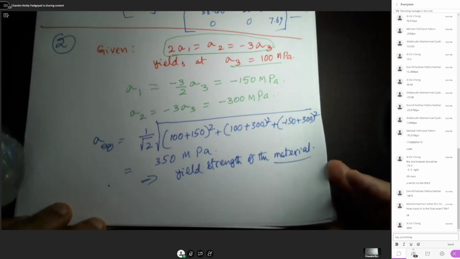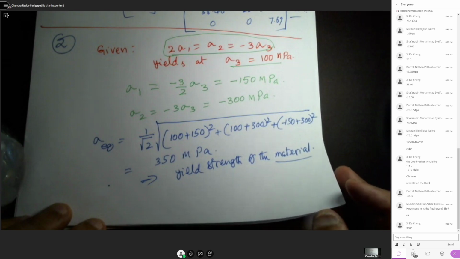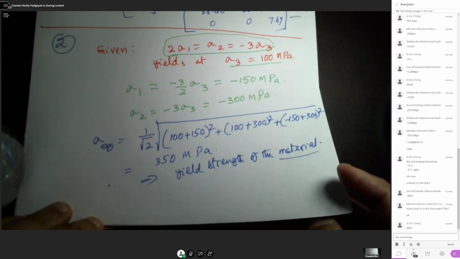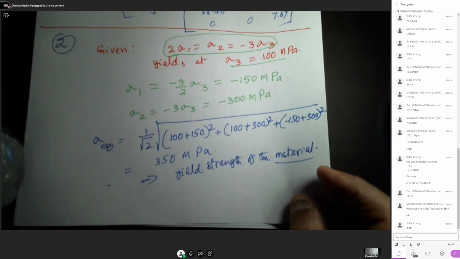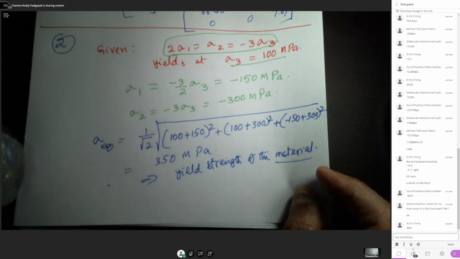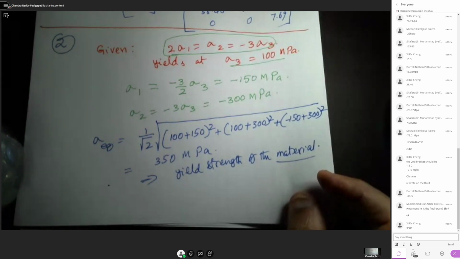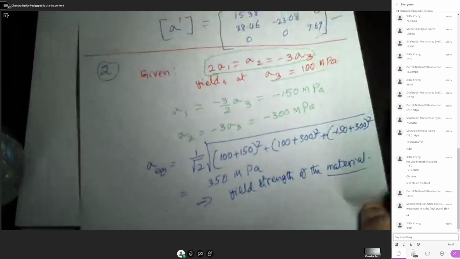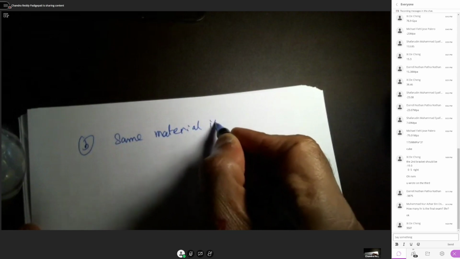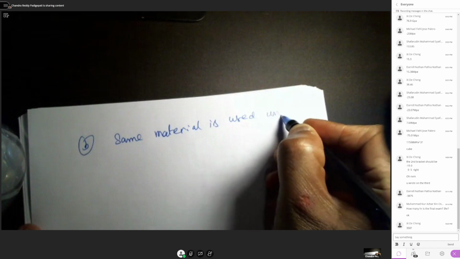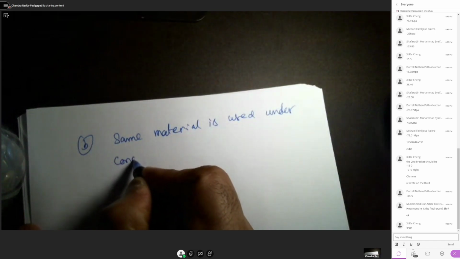Next, part B, we need to find out the sigma 3 values. We take the same yield strength, but the conditions are different. So part B is the same material used under different conditions.